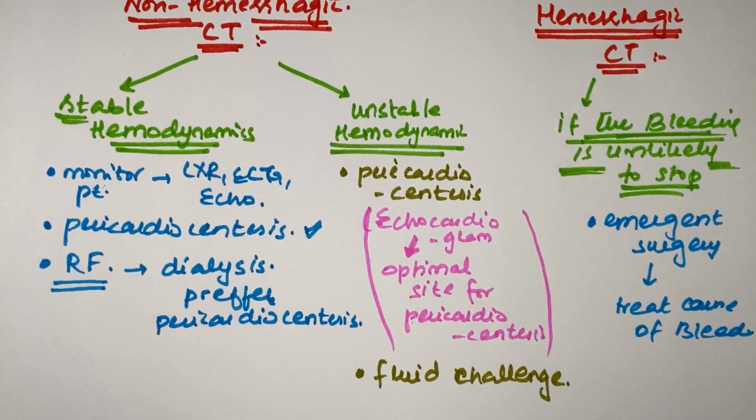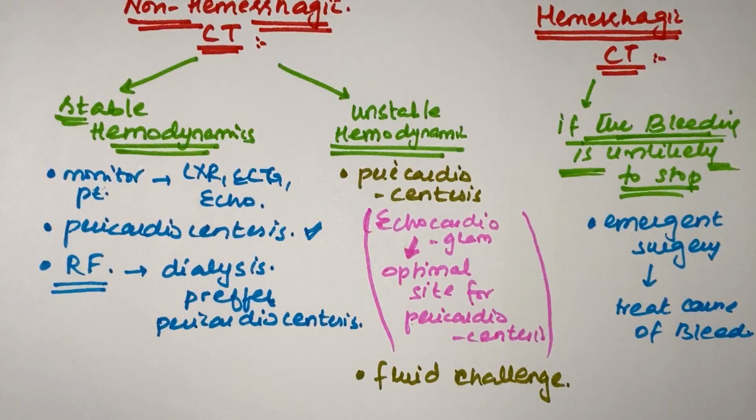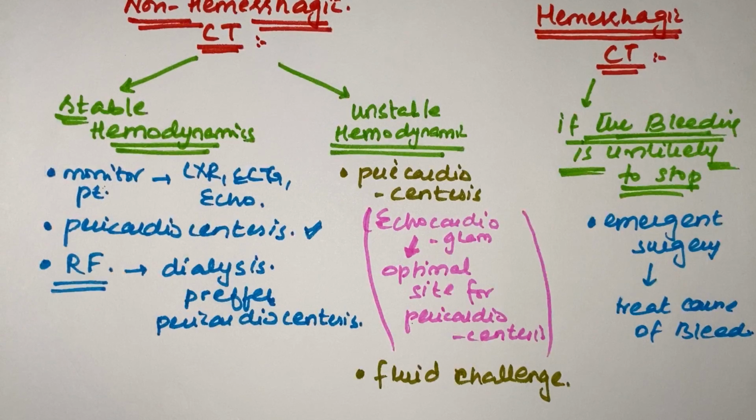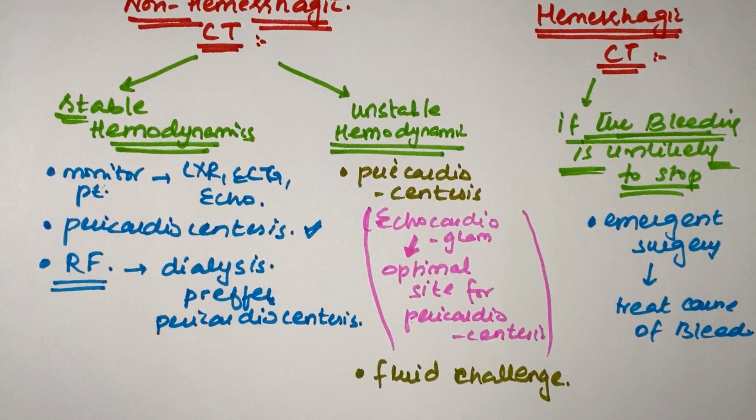And the second category is the hemorrhagic cardiac tamponade. In it, if the bleeding is unlikely to stop, then we'll prefer emergent surgery and stop or treat the cause of bleeding, so that all the symptoms will get treated. So this is basically how we'll manage a patient.